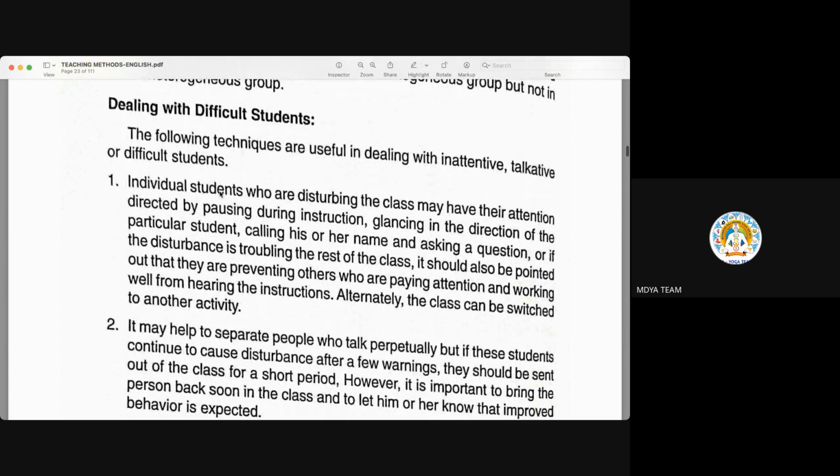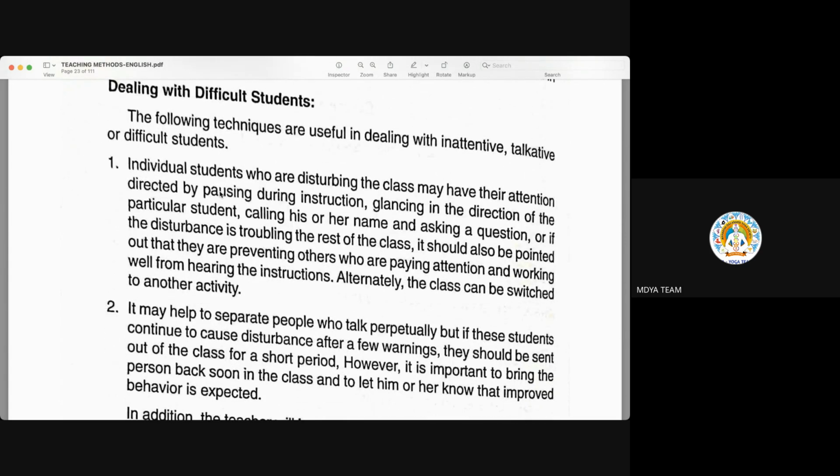Now, dealing with difficult students. Difficult means some students who are not much focused, or they may not have interest in that particular subject or topic. So there are some techniques to deal with inattentive or talkative or notorious types of students.